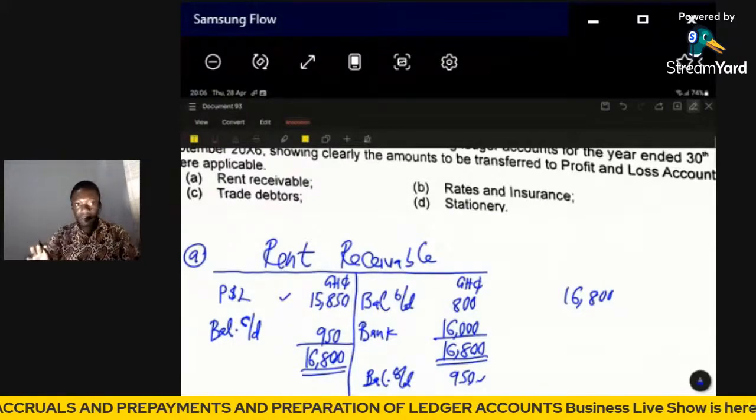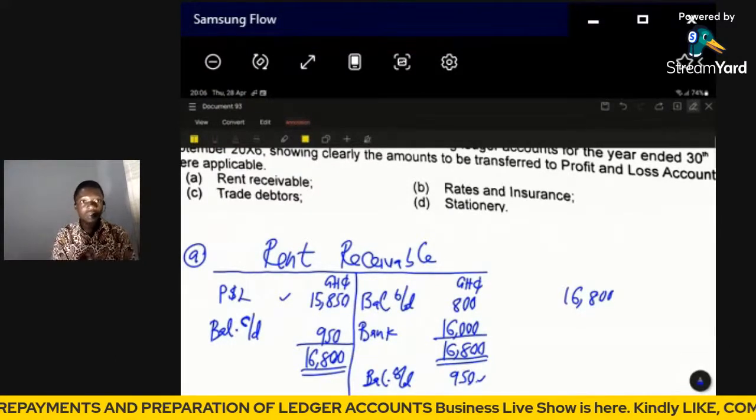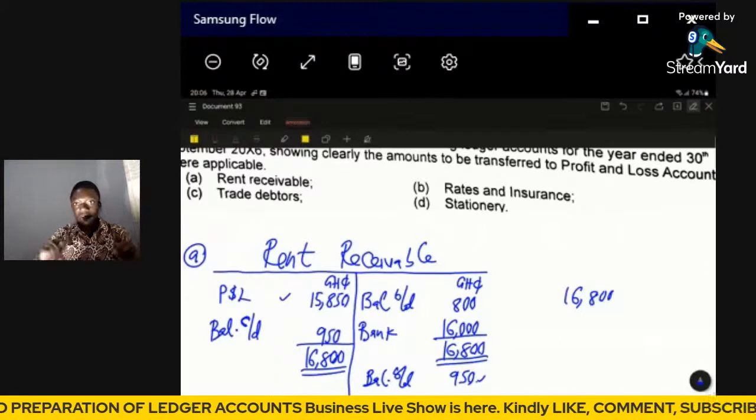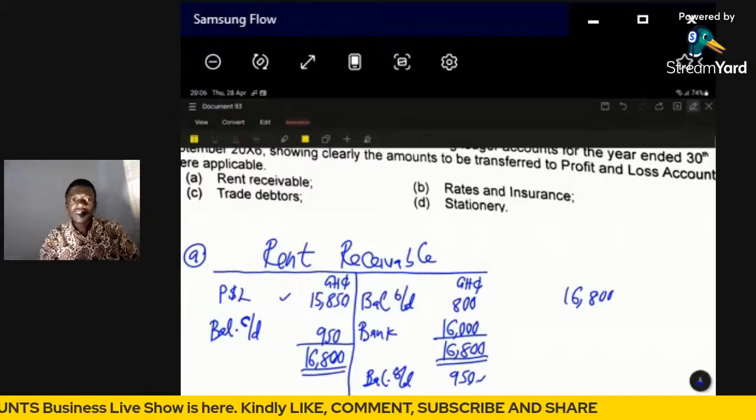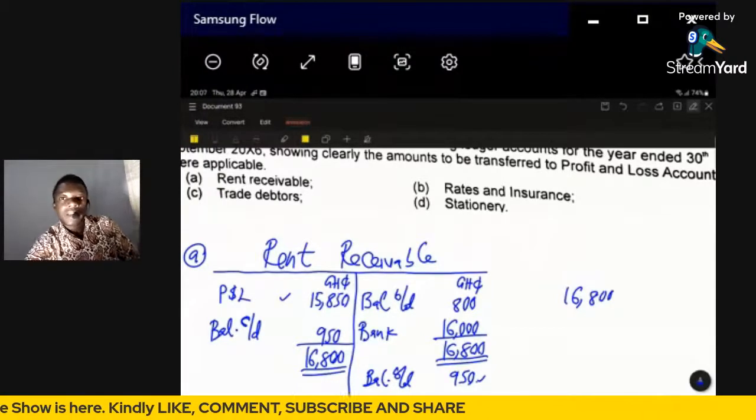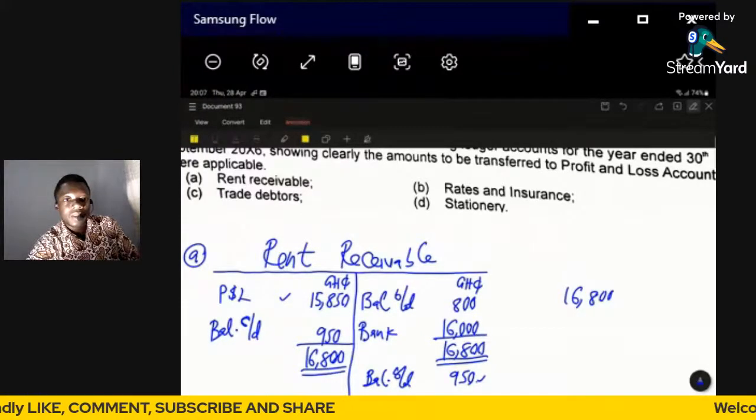So that is how we prepare an account for rent receivables in that case. Any questions so far? Okay, let's see. I see some comments coming in here. Let me pick it up, then we continue in that case.